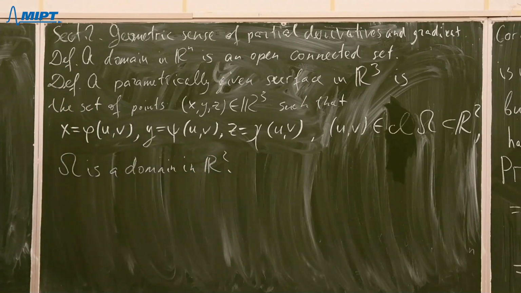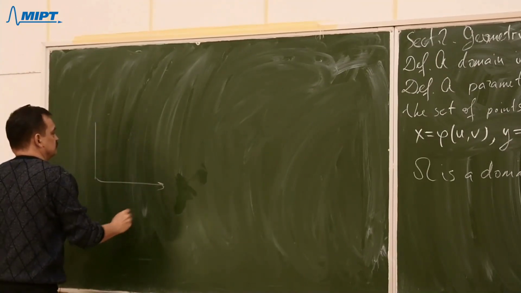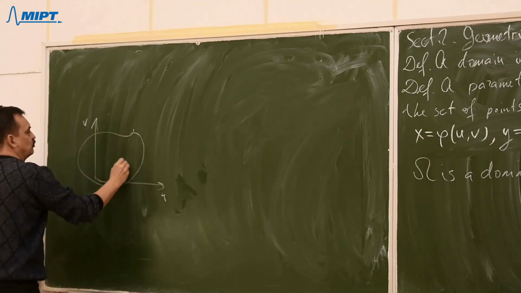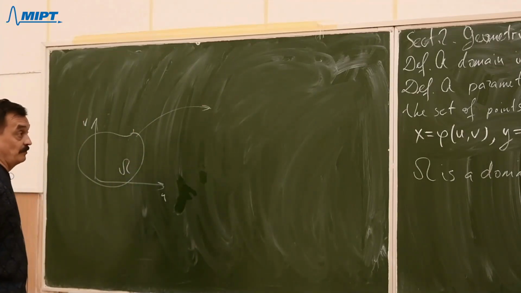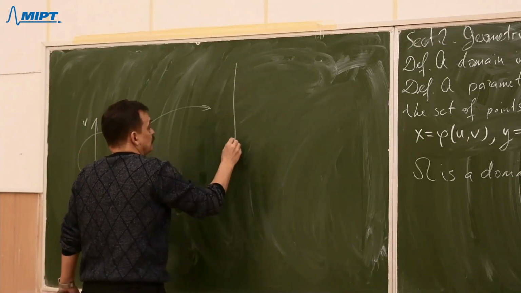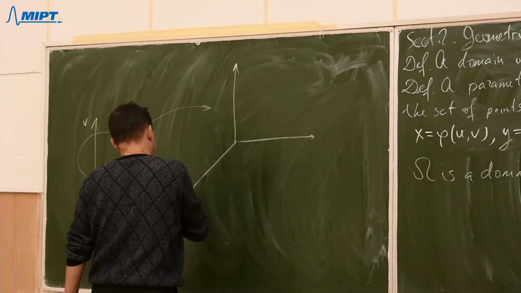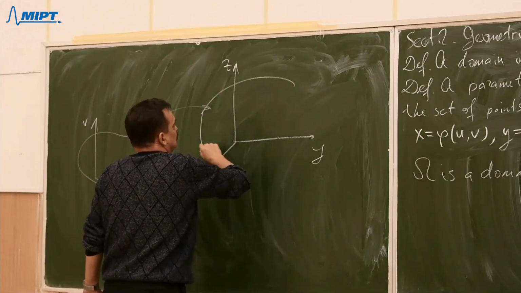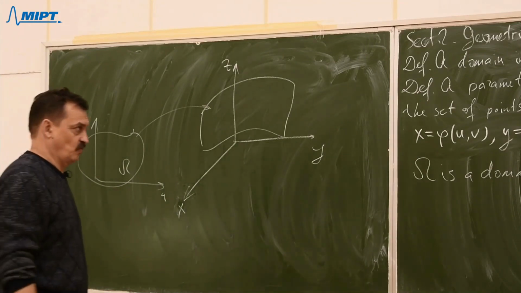So what is a parametrically given surface? Let me show the picture. We have the plane R^2 with coordinates u, v. We have here a domain omega. For each point of that domain, we have a map which is realized by three functions, and as a result, we obtain something in space which is called a parametrically given surface.